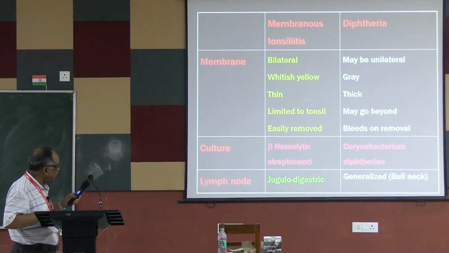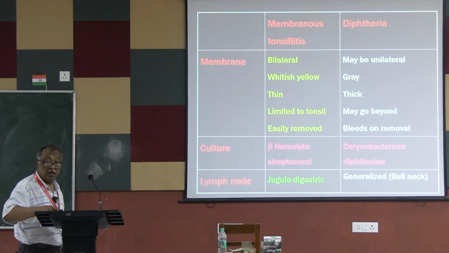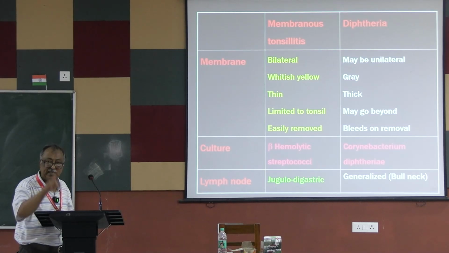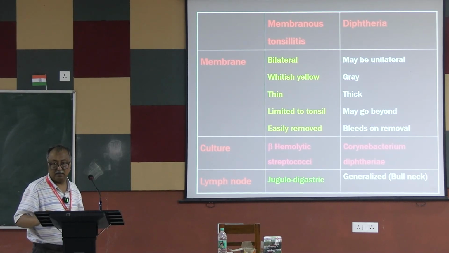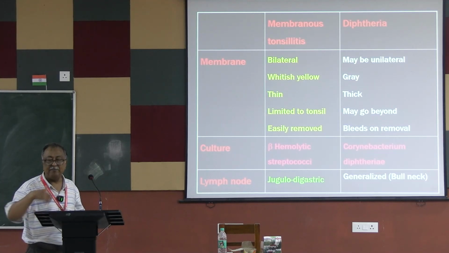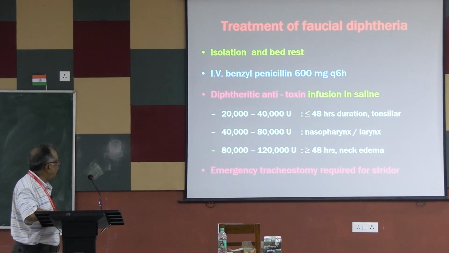In case of tonsillitis, it is only the jugulodigastric hard nodes that can be there, but in diphtheria there is a bull neck appearance. Multiple enlarged lymph nodes are there, which is also present in infectious mononucleosis. But infectious mononucleosis has hepatosplenomegaly, which is not present in diphtheria. For faucial diphtheria, you see there is benzyl penicillin.